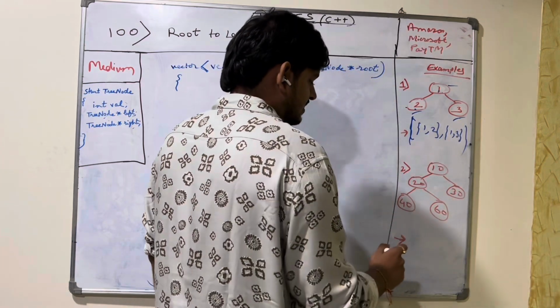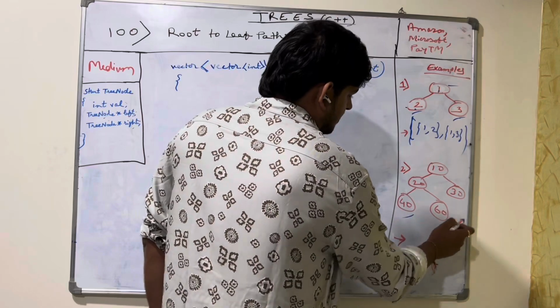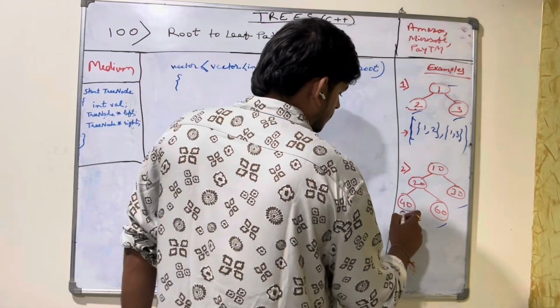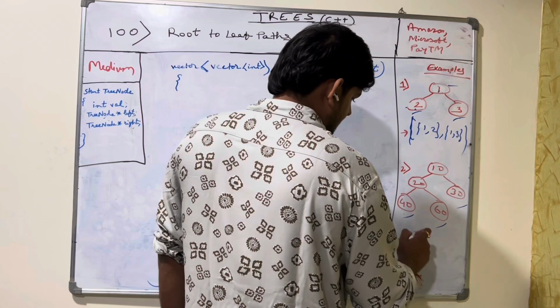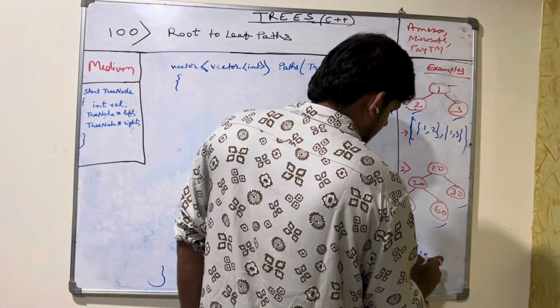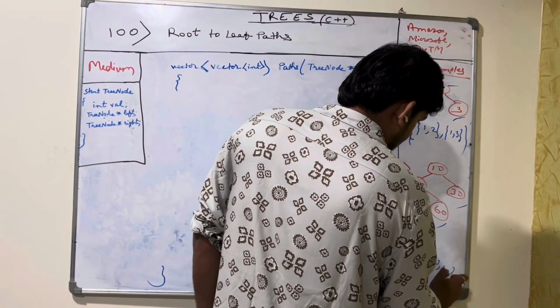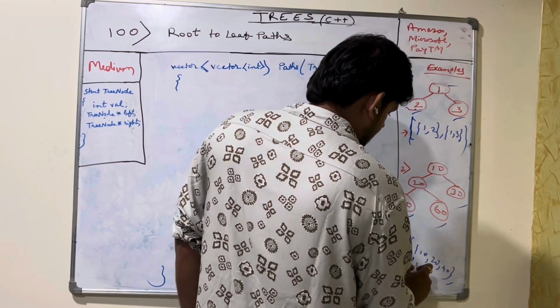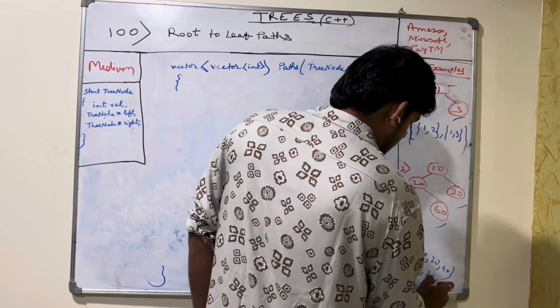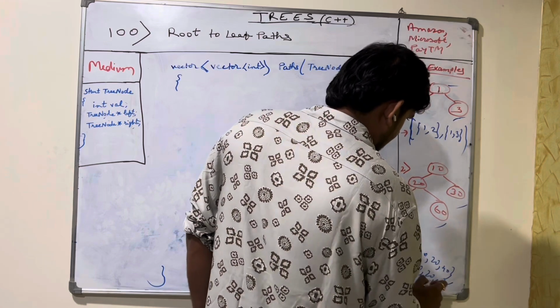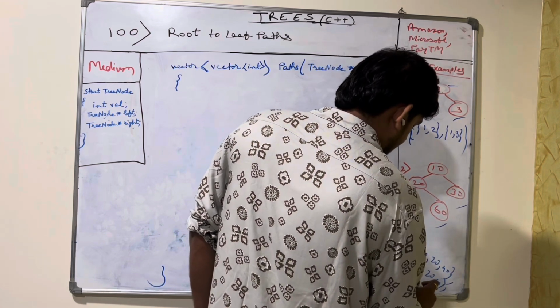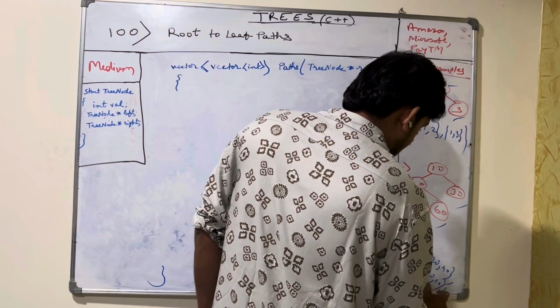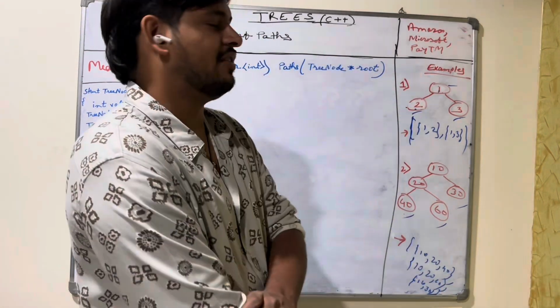Here in this case, we have 3 leaf nodes: 40, 60 and 30. To reach 40, we have to traverse like this: 10, 20, 40. Then 10, 20, 60, we reach the leaf node. And then to reach 30, we'll have 10, 30. So this would be our answer, root to leaf path.